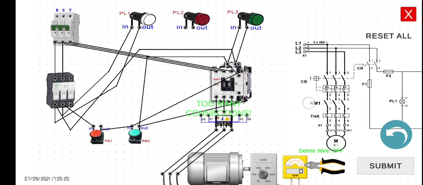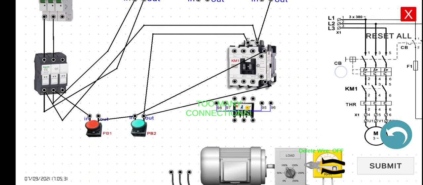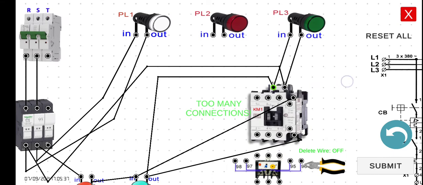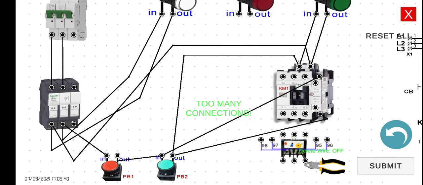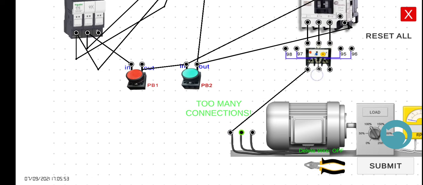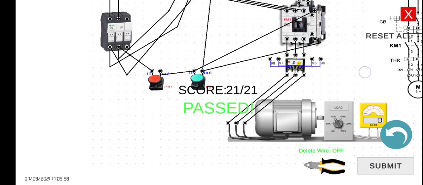Too many connections. Okay, so let's review. Maybe there's some sort of connection. Let's try to undo some of the connections here. So this one, let's connect this one to A1. That's the end for the control circuit. Then for the thermal relay, and then the thermal relay to the induction motor. Click submit. Okay, so passed.